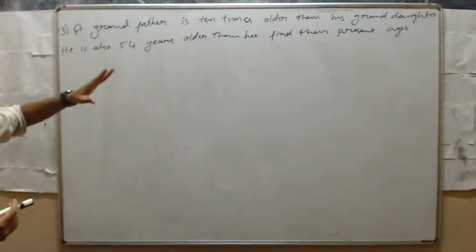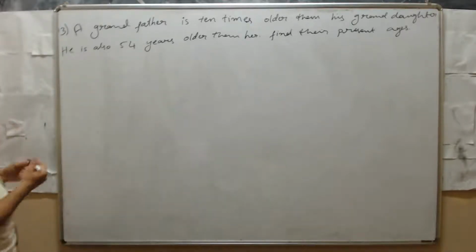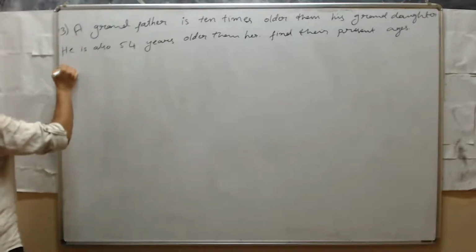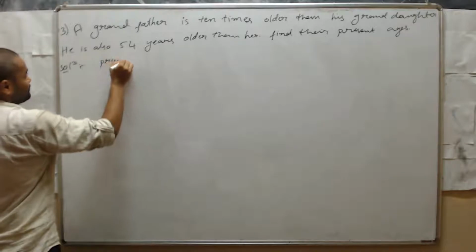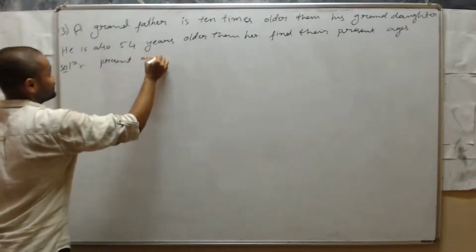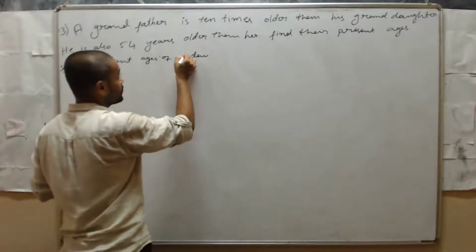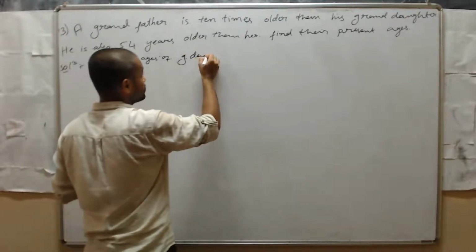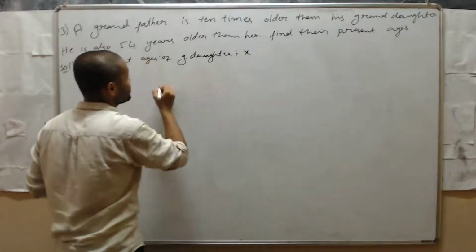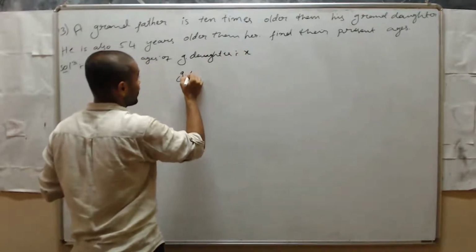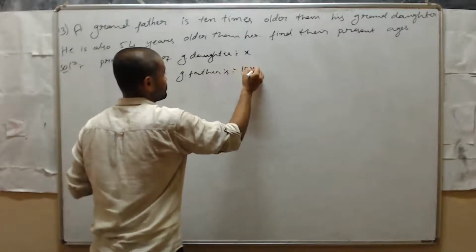Let the present ages be x and y. Okay? See, I will write it here. Present age of the granddaughter will be x and grandfather 10x.